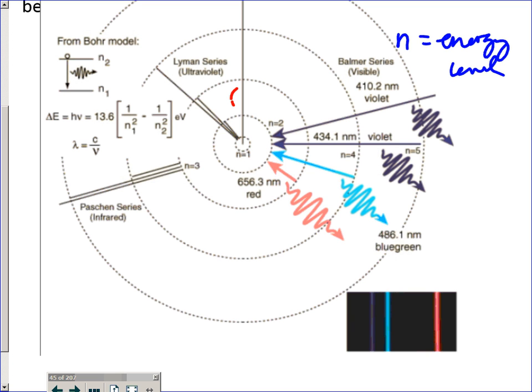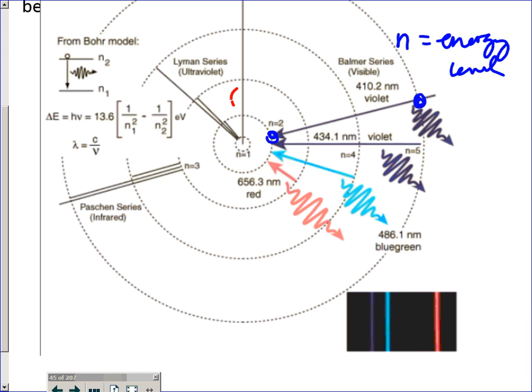And if it's a visible light, we can see it. So look at this one. We're going from n equals 5 to n equals 2. Is that releasing energy or absorbing energy? Releasing. What color energy? Violet. That's a lot of energy, right? High energy wave, it's violet.